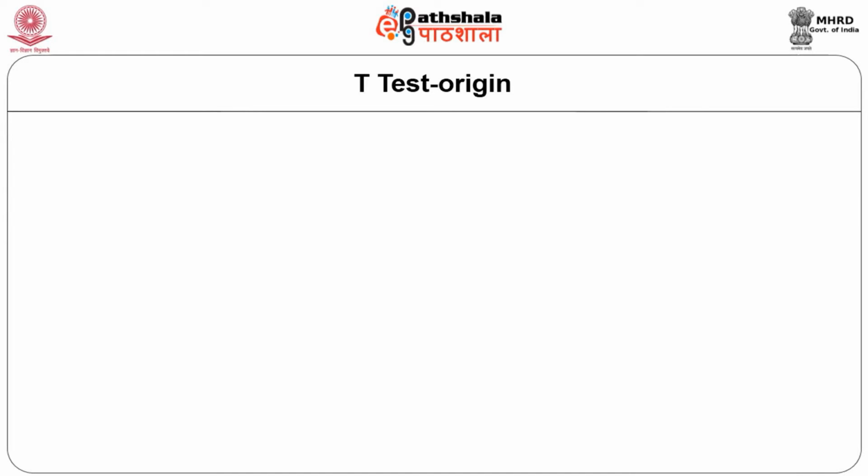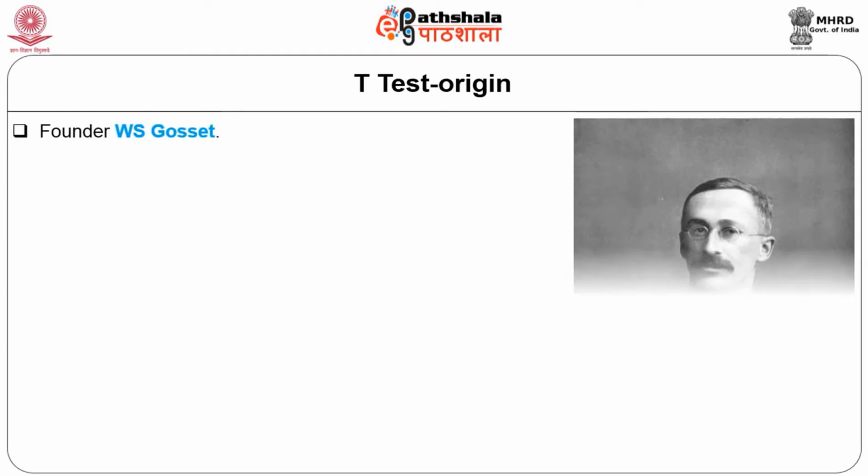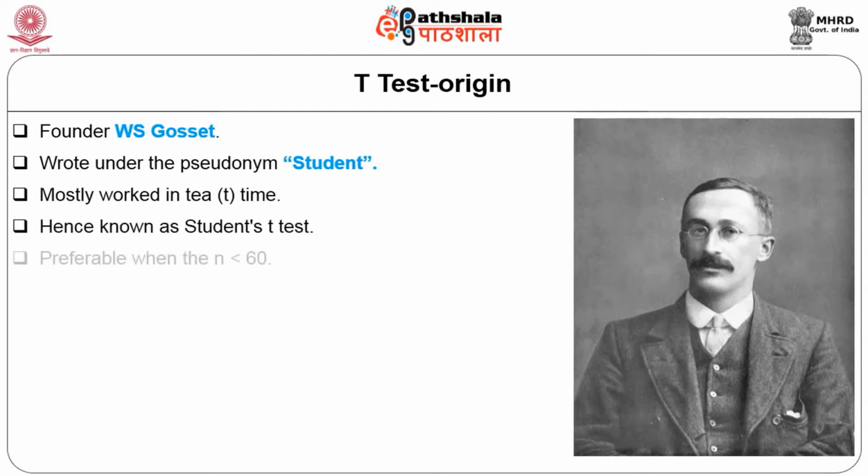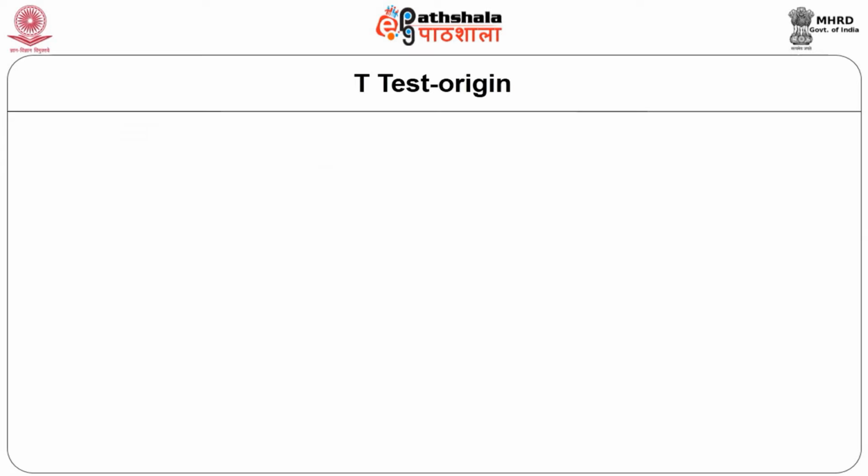So, one of the parametric tests that is very important and which most people use is the t-test. The founder of the t-test was W.S. Gosset, who used the pseudonym Student when he wrote the distribution. Basically, whenever the sample size is less than 30 and preferably less than 60, this test is used. This test is very popular, and many researchers use this Student t-test, and it has three types of tests.